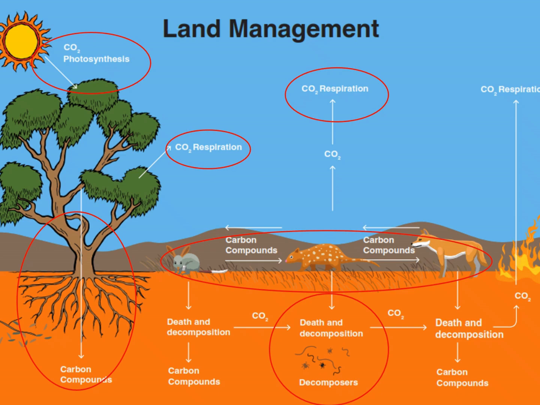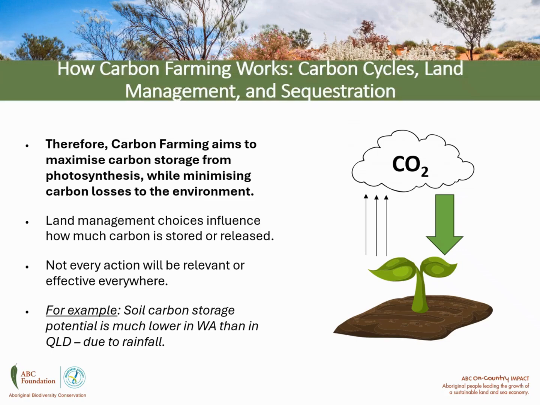And then also on the far right there, I've just got a little diagram of fire, showing that the fire is burning something that has carbon within it, probably some plant material. And that fire is then also releasing CO2 back into the atmosphere. Therefore, carbon farming aims to maximize carbon storage from photosynthesis while minimizing those carbon losses to the environment. And importantly, land management choices influence how much of that carbon is either stored or released.